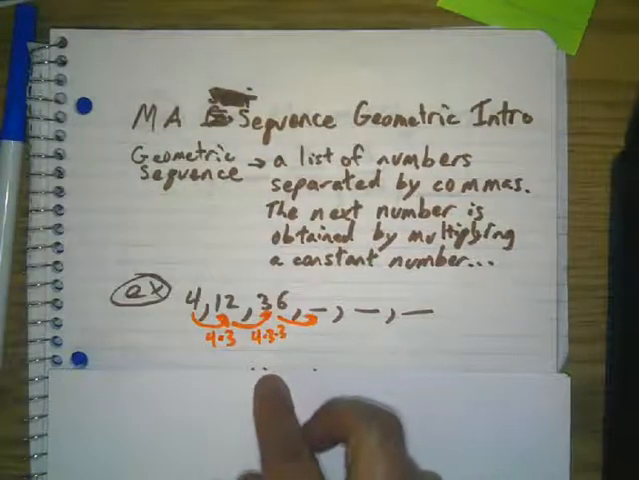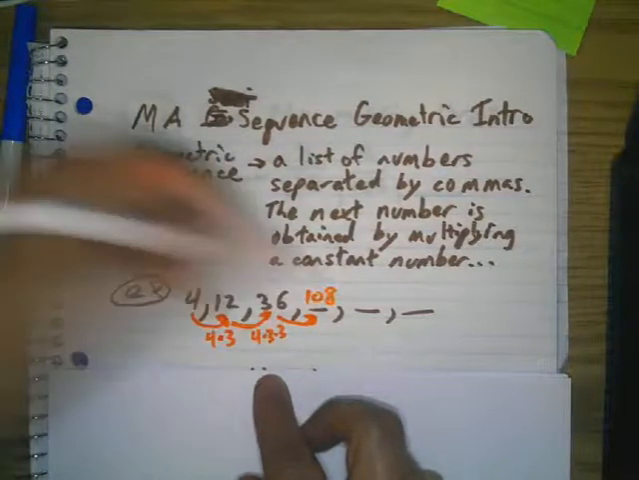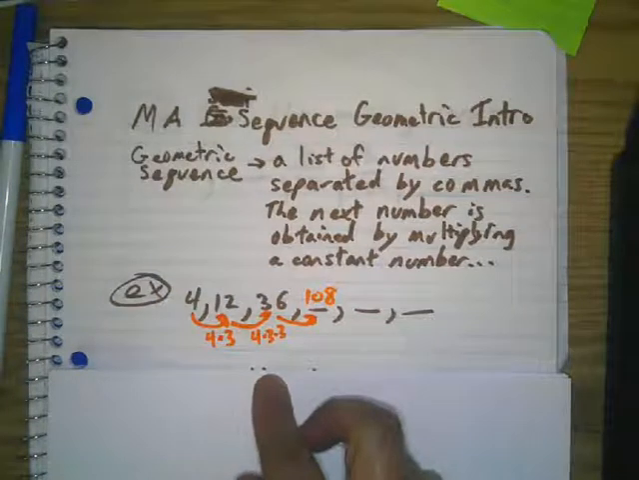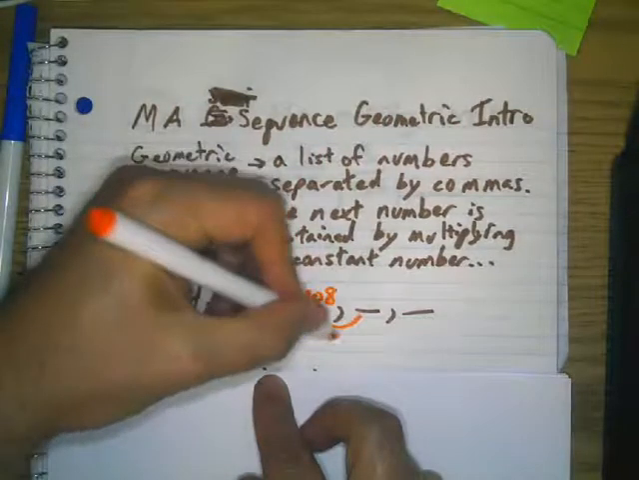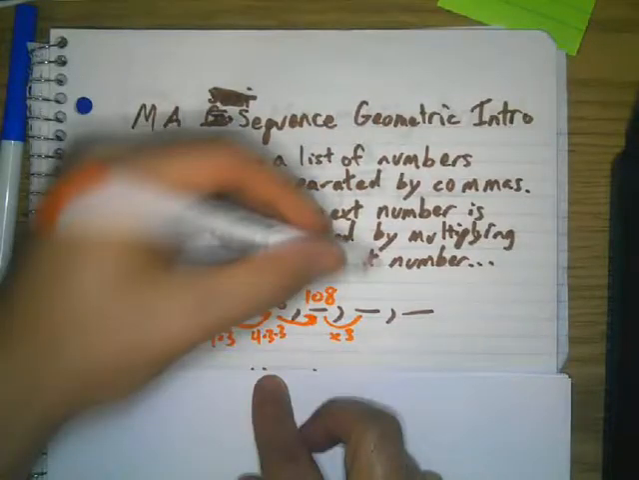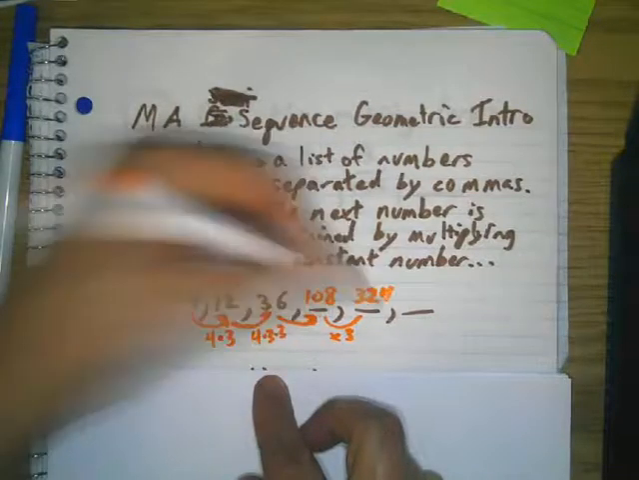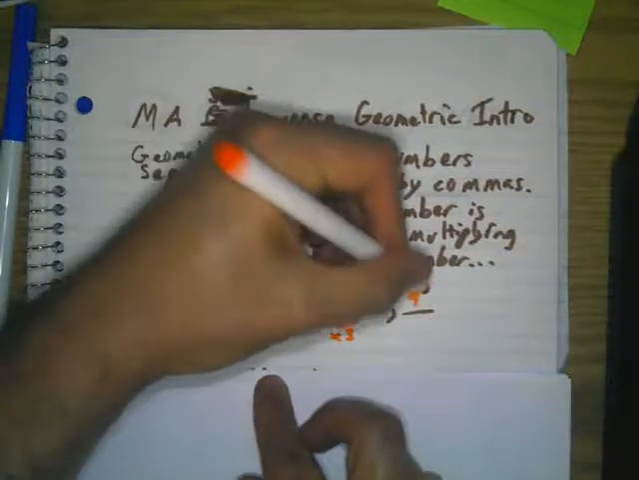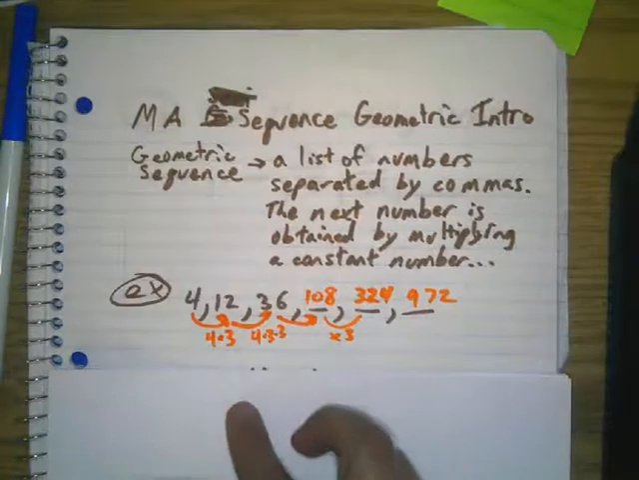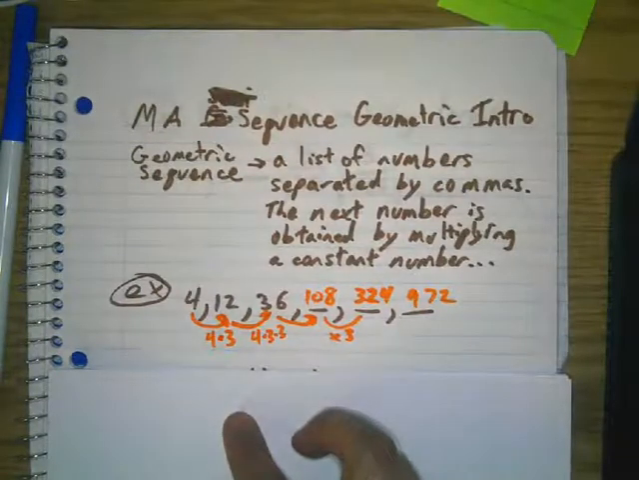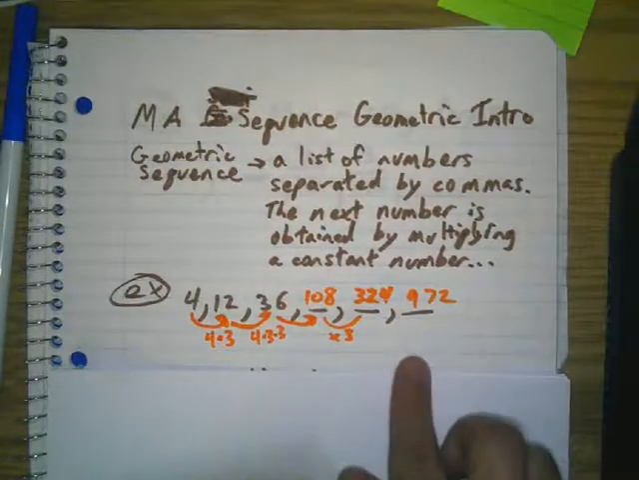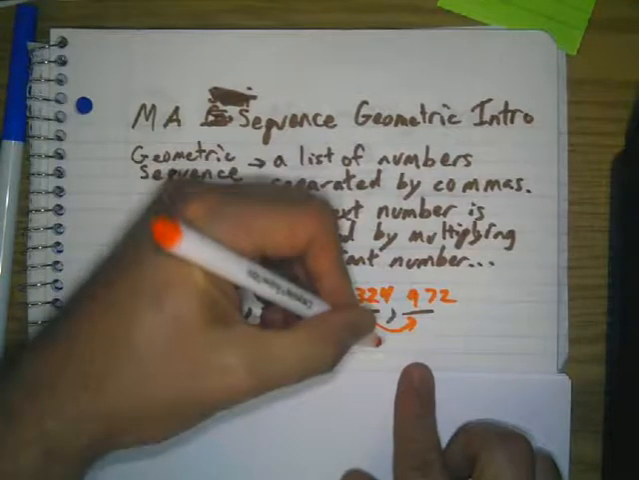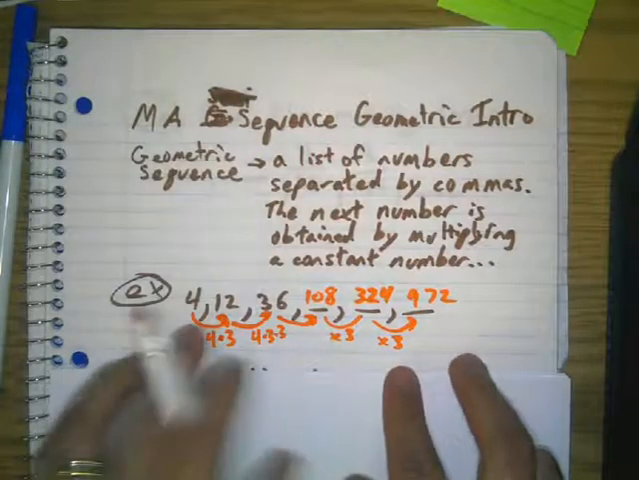So what's 36 times 3? That is 108. And 108 times 3 gives me 324. And 324 times 3 is 972. So that's how you get the next number: you simply keep multiplying the previous one times 3. Okay, times 3, times 3, times 3.